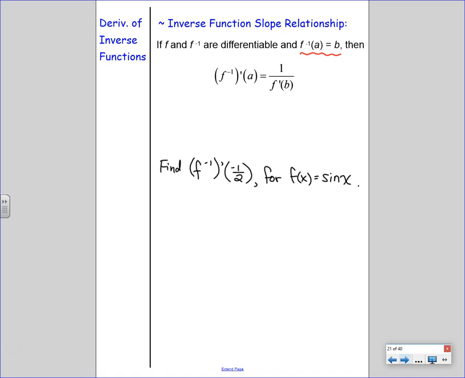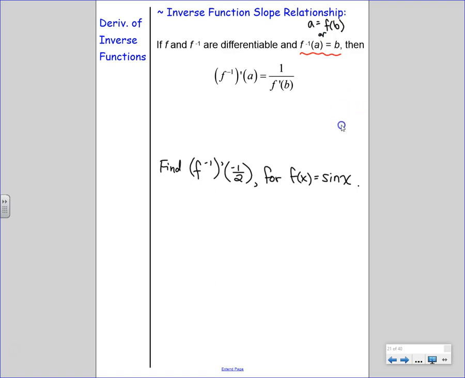So the other way of looking at this point, they could give you f inverse of a equals b, or they could give you a equals f of b. So here's the struggle. You could be given a point of the inverse, or you could be given a point of the original. And depending on which one they give you, you have to take different pieces to put in.